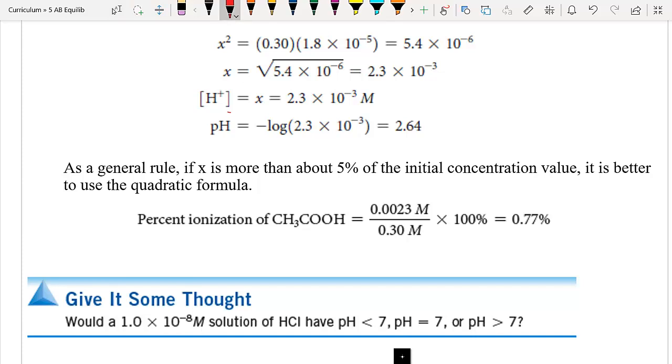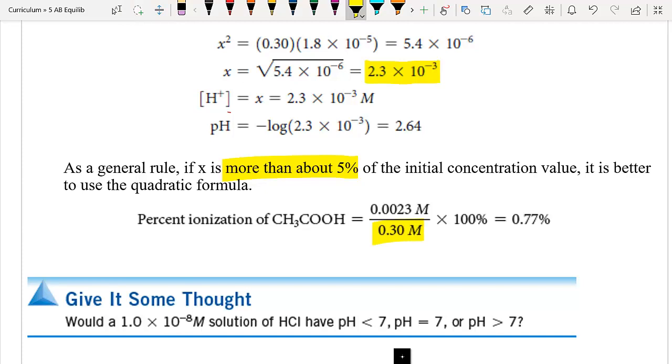Our validity check is really important to know whether or not we can take this value. So if x is more than 5% of the initial concentration value, we should not assume that that x is small. And what we're going to have to do is go back and use the quadratic formula instead. Well, in this case, we've determined that 2.3 times 10 to the negative third is the amount ionized. That's the molarity of our hydrogen or our anion. We're going to use that value and compare it to the initial concentration of our acid.